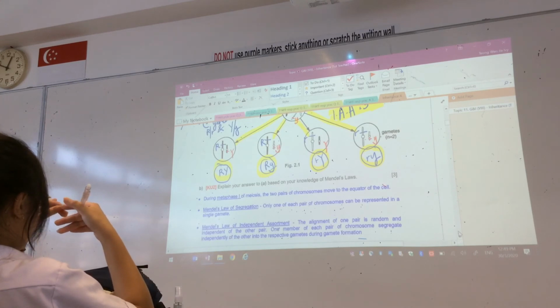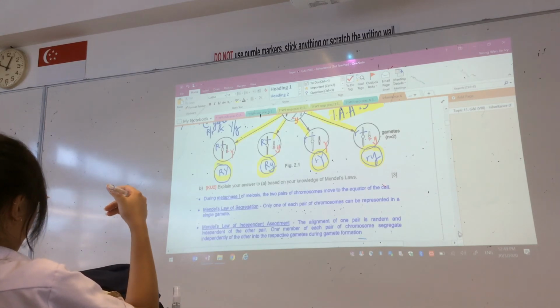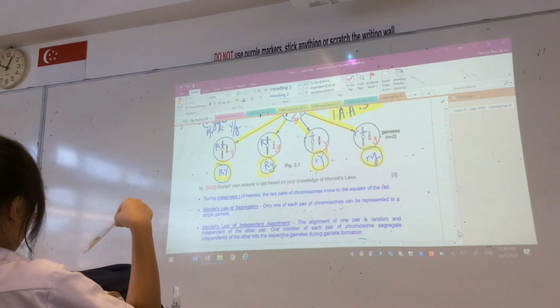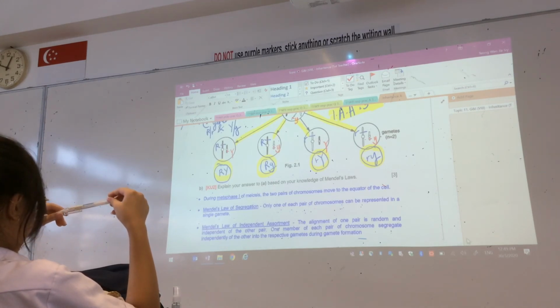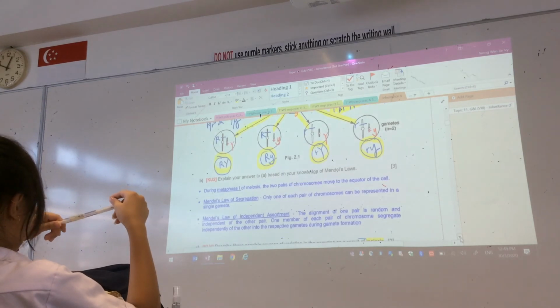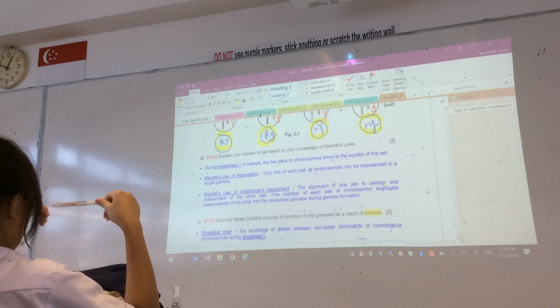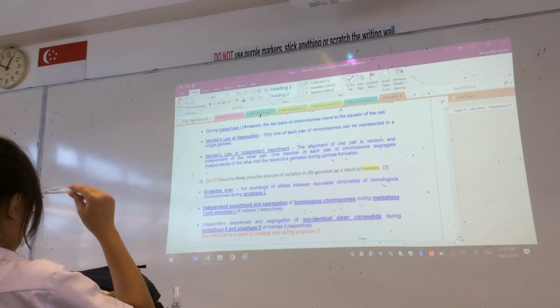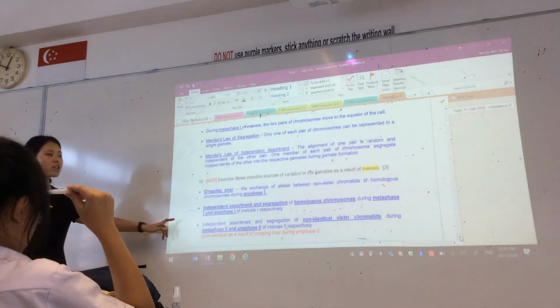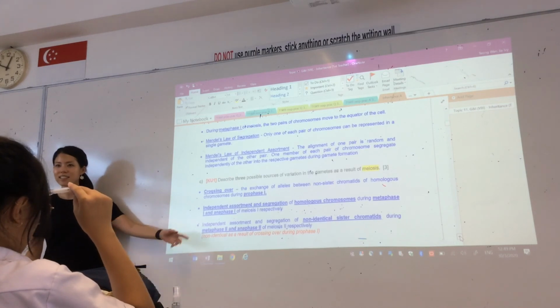Source of variation number 2: independent assortment of homologous chromosomes during metaphase 1 and anaphase 1. How about number 3? I'll talk about fertilization later. It's rejected. I'm sure you got all the marks, 3 marks.